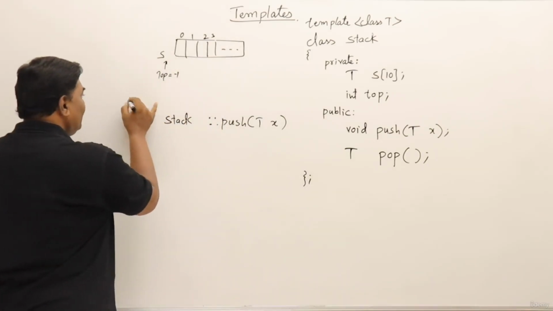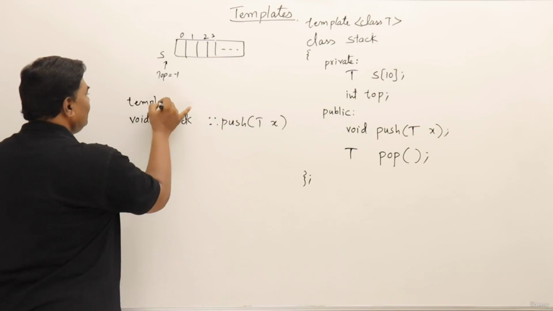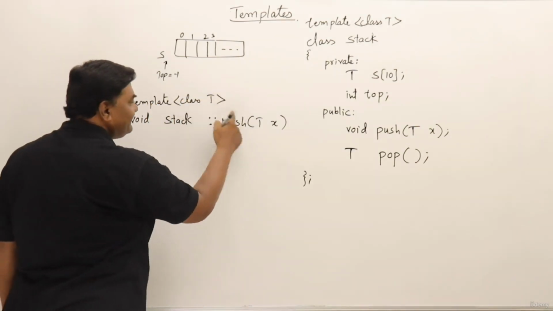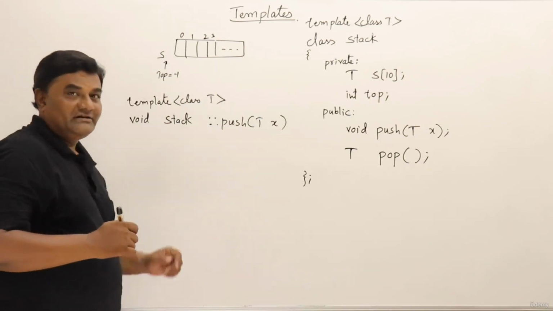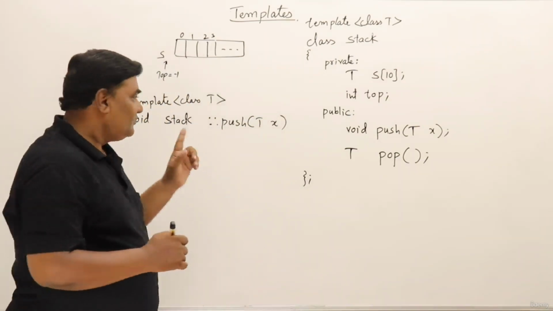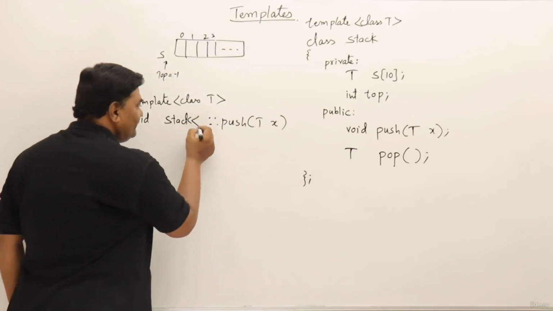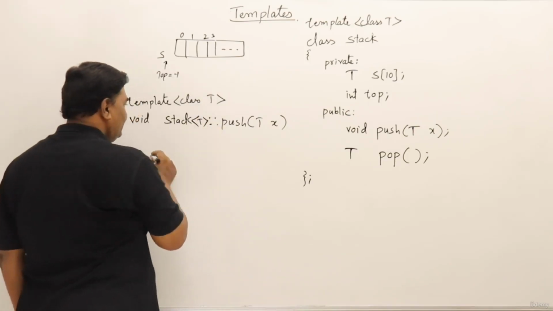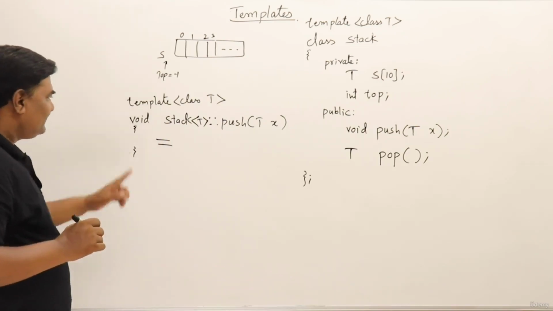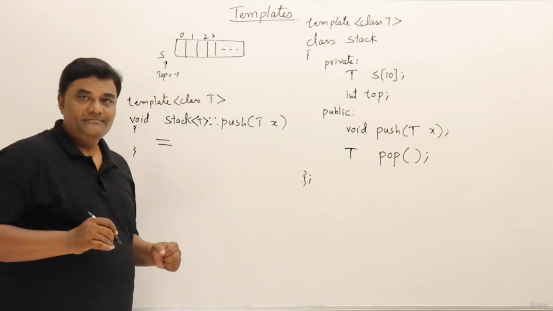Then for this also I must write template, template class T. So that same T is used here. Now one more thing. Class is which type? It's a template type. So whenever you write the class name, you must write a template parameter here. Then write down whatever the code for the push function is. This I will show you by writing the code.